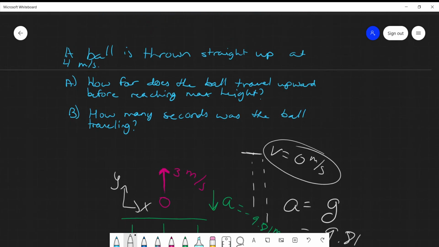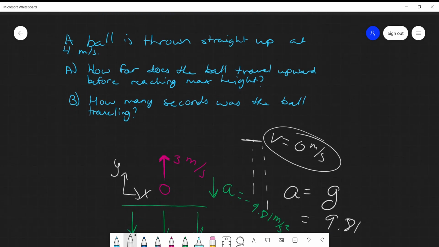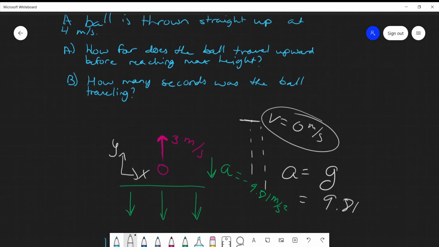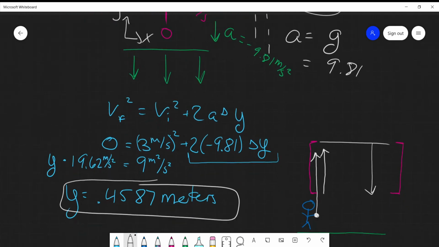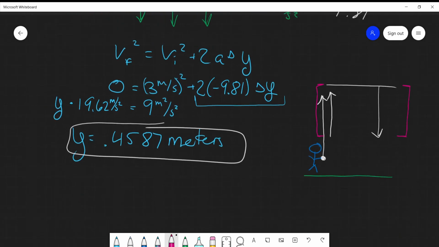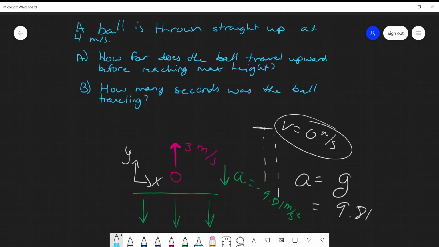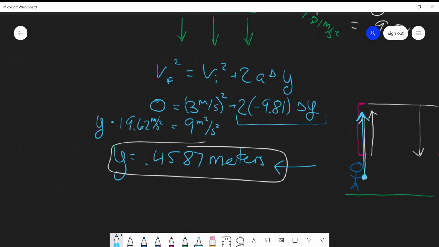Part A just asks us to find the distance it travels before it reaches max height. So that's from, I guess we'll use this color, from here to here. That's it, which is what we found right there. Half a meter, roughly. That's part A done. Okay, and then part B is how many seconds was the ball traveling?